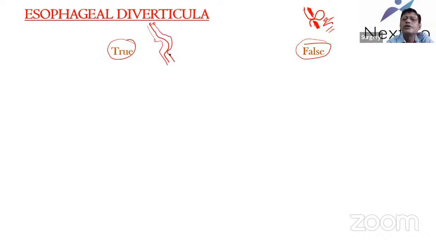Okay, this is what is a true diverticulum. Both of them may be seen in the esophagus. False diverticulums are more common in comparison to the true diverticulums. These true diverticulums can either be mid-esophageal, that is in the middle part of the esophagus, or they may be epiphrenic, just above the diaphragm.